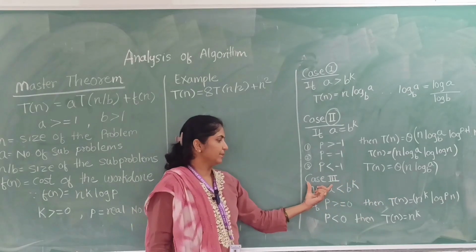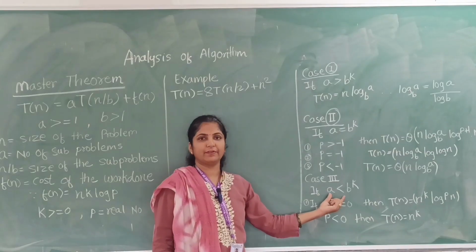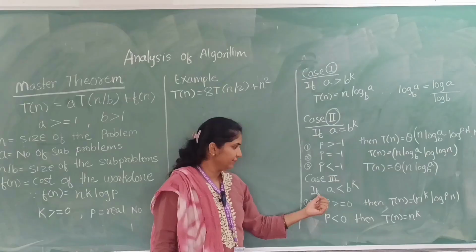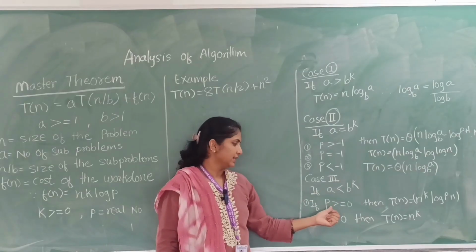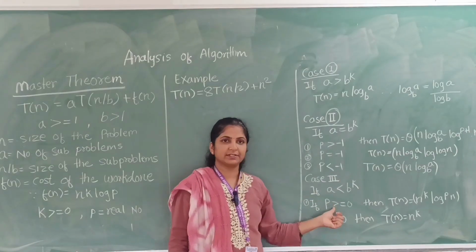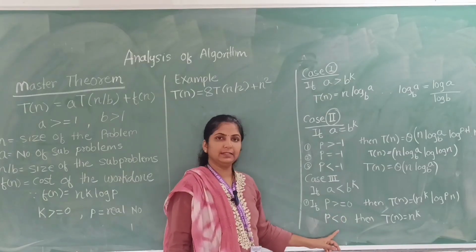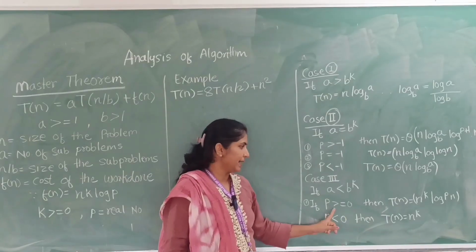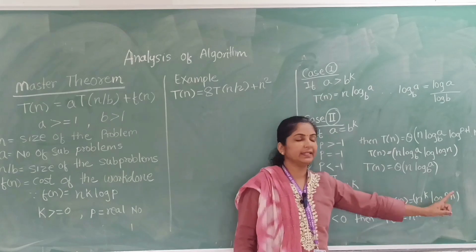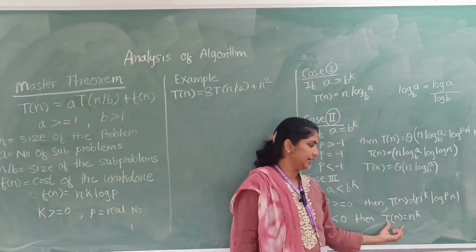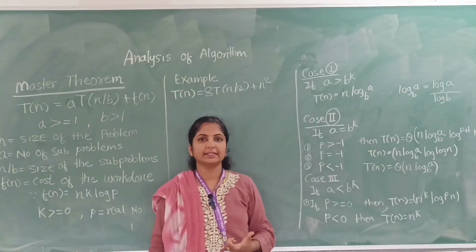Now case 3, we are comparing a less than b^k. If this condition matches, we consider two possibilities: p greater than or equal to 0, and p less than 0. If we match n^k log^p n with the first condition, then we can write T(n) = n^k.